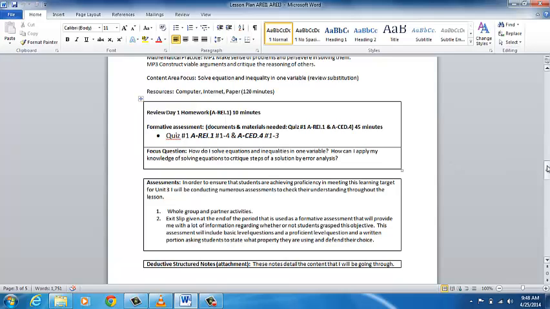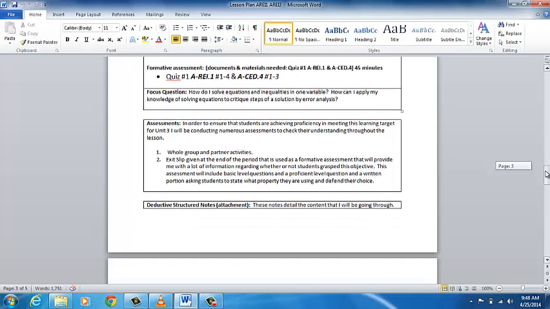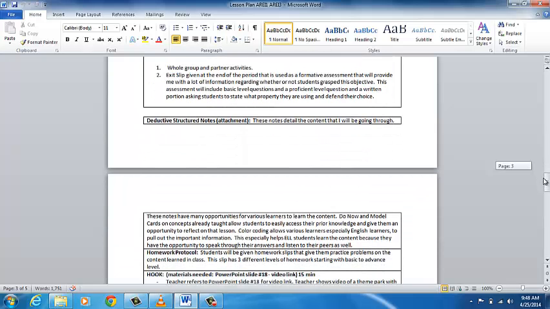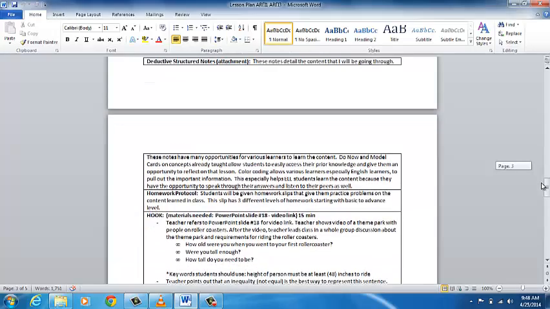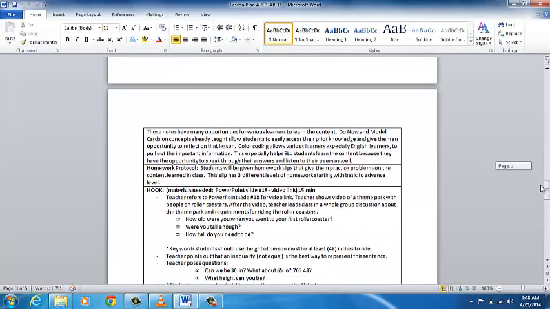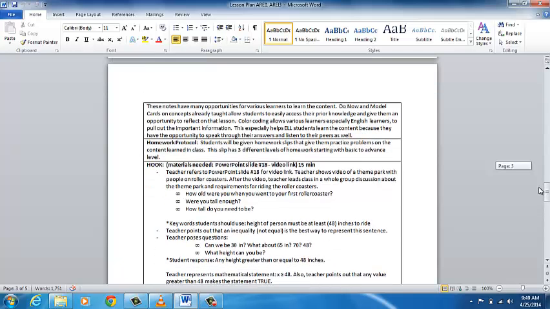Our focus question will be, how do I solve equations and inequalities in one variable? How can I apply my knowledge of solving equations to critique steps of a solution by error analysis? In terms of assessments, again, we will have whole group and partner activities and an exit slip. In terms of notes, again, those will be attached throughout and explained throughout. A little bit different today, we will include a model card, which will be explained later on. In terms of homework, same thing. Students have the questions listed on the pacing guide.